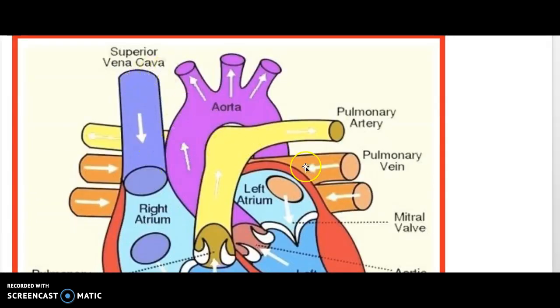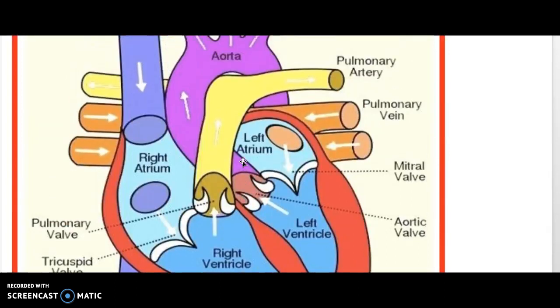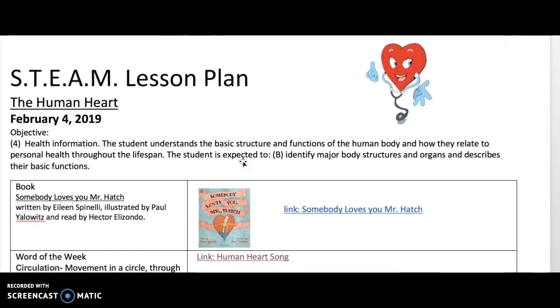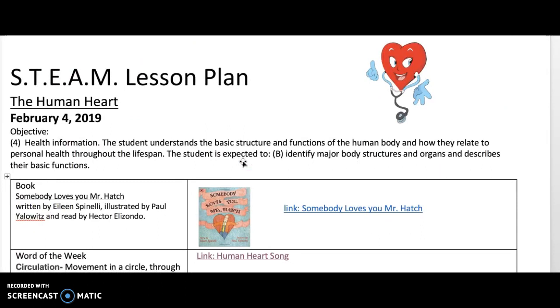I'm also going to print this off in color, laminate it, and cut it up so it will be a puzzle for the kiddos to put together at that table. So here's everything for the lesson for February the 4th.